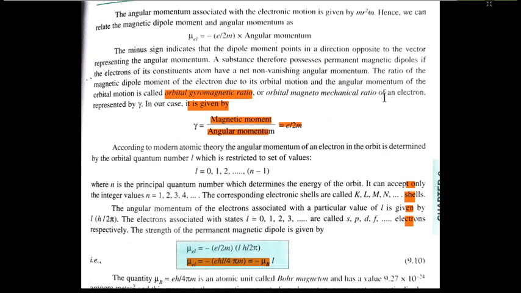Okay, so L is multiplied by e by 2m. So e by 2m gives the magnetic moment. The equation is minus e by 2m into angular momentum, and angular momentum is defined by L, where L is the orbital quantum number, into h upon 2 pi. So this is how mu L, the magnetic moment, can be calculated as per equation 9.10.